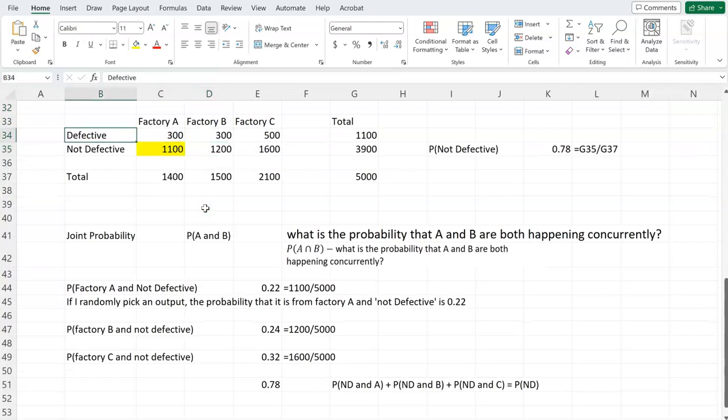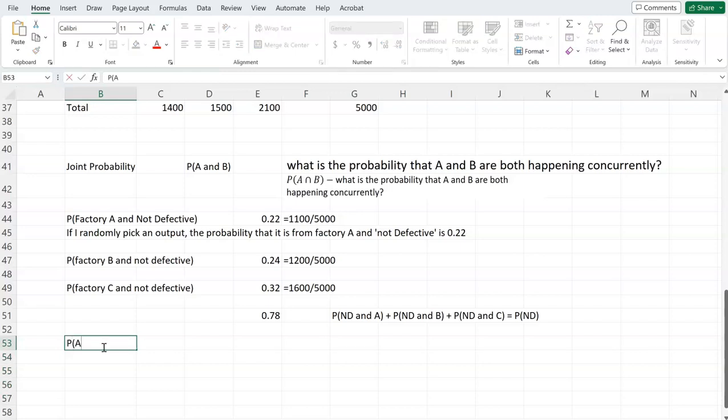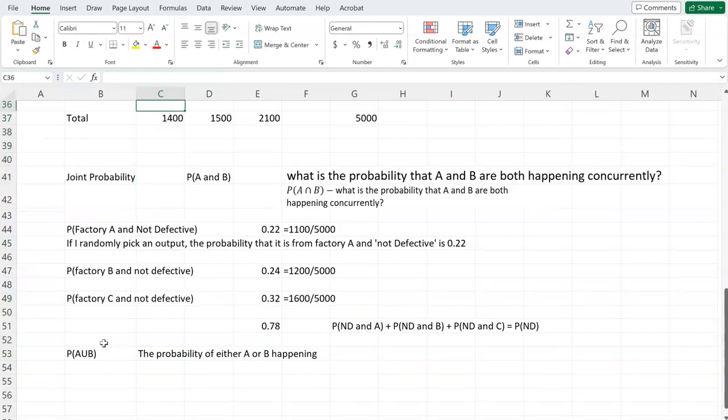We can also do the same exercise with the probability of being defective, and we can find that if I add the probability of A and defective, the probability of B and defective, and C and defective, it would total the probability of defective. Now there's another probability that we talk about. This is joint probability. The other one we have is what we call a union of probability. So we say it's the probability of A union B, which means the probability of either A or B happening. In the previous one, it was both A and B happening at the same time.